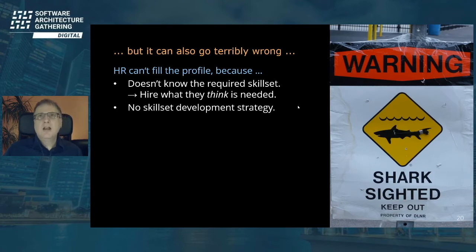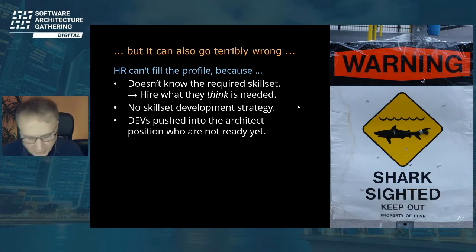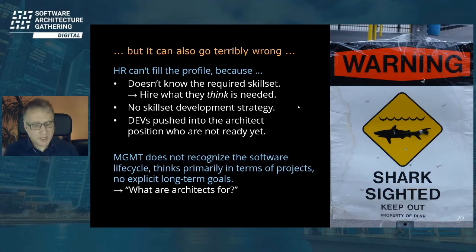On the other hand, we sometimes have companies with no real development strategy for their workforce. What can happen is, for instance, that developers are promoted to the architect role who are completely not ready for this job, who just like to be developers, who like to do a bit of architecting, but only a bit, but cannot fill the whole spectrum of this role. And there might be other reasons here that things go wrong.